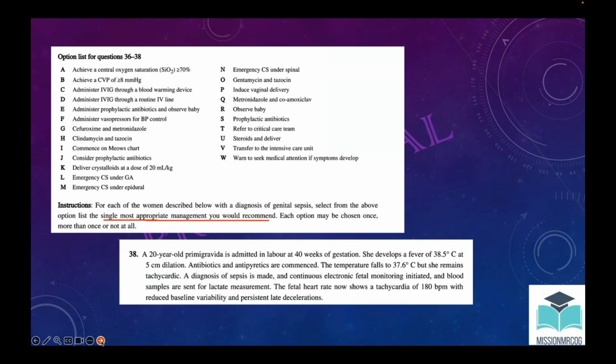So the patient develops fever. She is admitted in labor at 40 weeks. She has fever. Antibiotics and antipyretics are given. Temperature has fallen to 37. Diagnosis of sepsis is made. Electronic monitoring started. Blood samples are sent. The baby is having tachycardia with reduced baseline variability and persistent late deceleration. So what will you do?